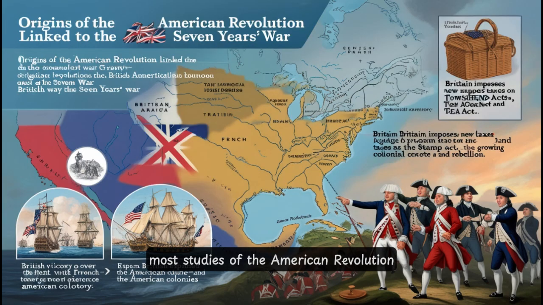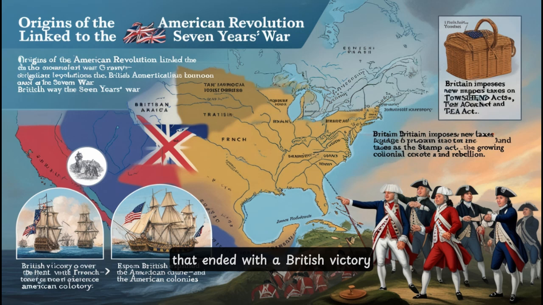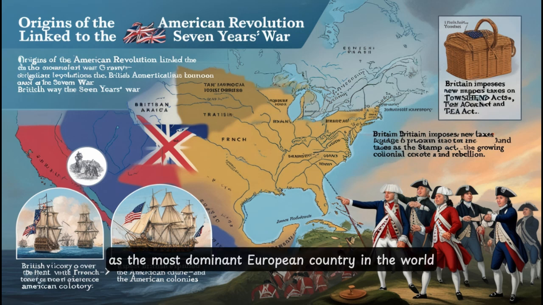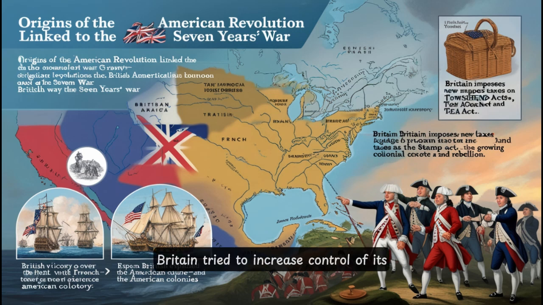Most studies of the American Revolution trace its beginnings to the 7 Years' War, 1756 to 1763, a conflict with the French over territory that ended with a British victory. The 7 Years' War solidified Britain's stance as the most dominant European country in the world as it gained vast tracts of land in the process. However, as Britain tried to increase control of its American colonies in a variety of ways, colonists began rebelling.